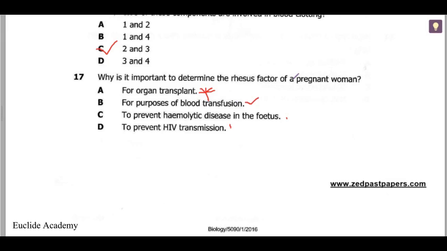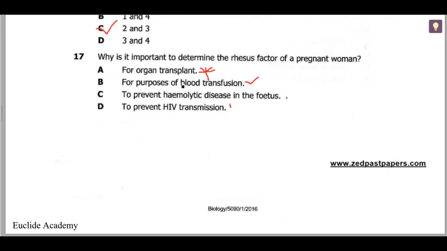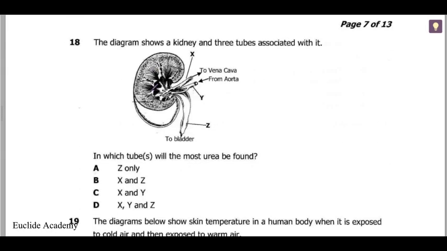Okay, so the Rhesus factor has to do with the compatibility of blood, I think. Okay, so that will be the correct answer.